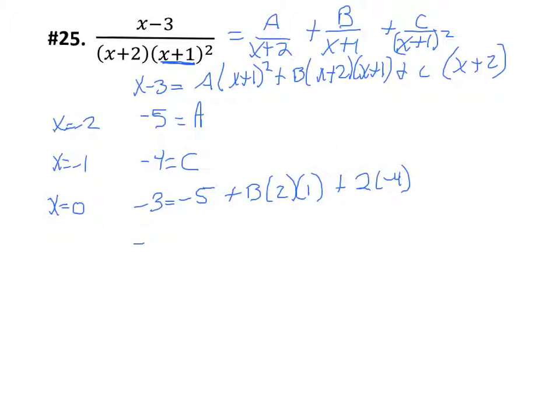Okay, so now we get negative 3 equals negative 5 plus 2B minus 8. Is that right? Yes. Everybody check my math, please. I'm not confident that's right. That's right. Is that right? Okay. I'm going to trust you guys. If you screw me up, ooh.